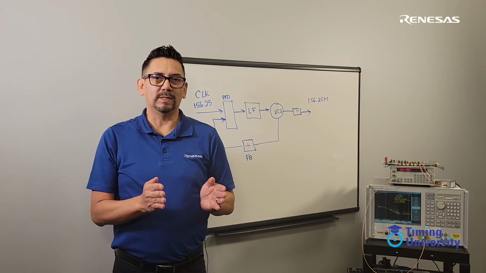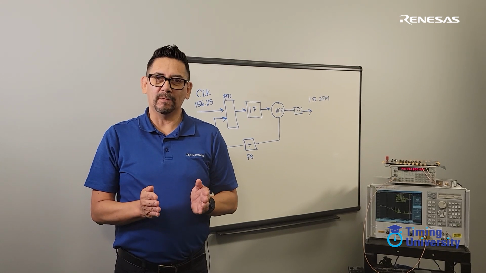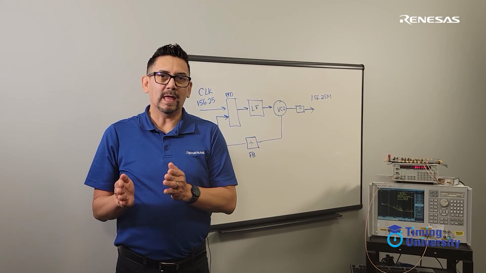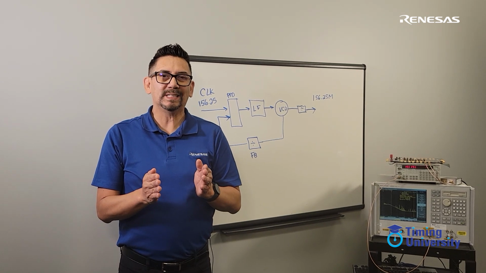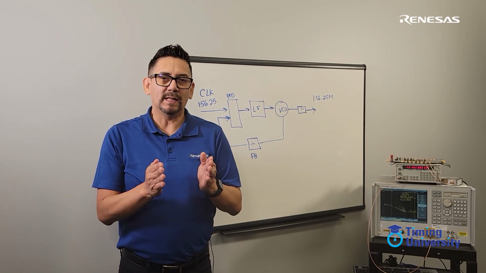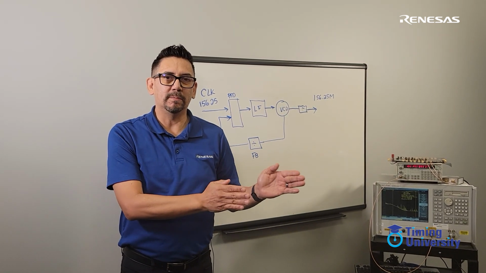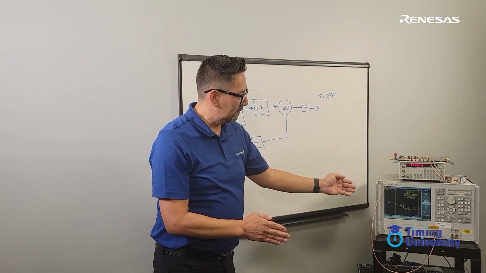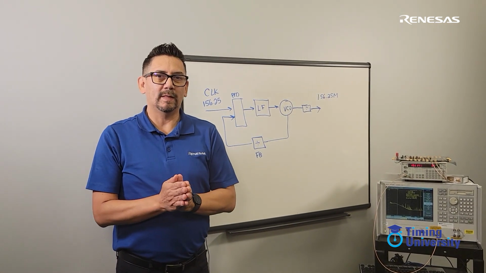In this video, we're going to be talking about jitter attenuators. A jitter attenuator is a PLL that takes this incoming clock, cleans up or reduces, attenuates the jitter, and sends that clock to a downstream receiver. Now I'm going to be using this diagram and this equipment to show you how that's done.